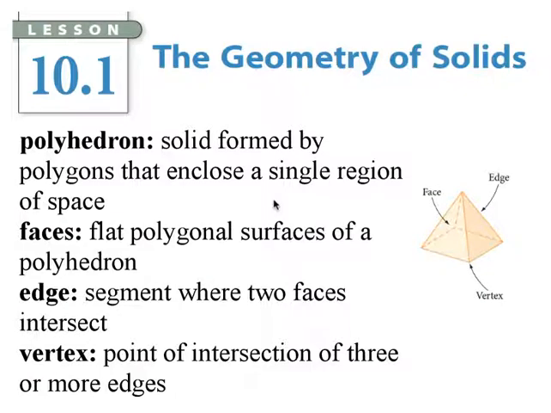A polyhedron is a solid formed by polygons that enclose a single region of space. Okay? You notice you have your faces, which are the flat polygonal surfaces of a polyhedron. Your faces were created with the edges, which is a segment where two faces intersect. These were the toothpicks. Okay? And the vertices were the marshmallows.